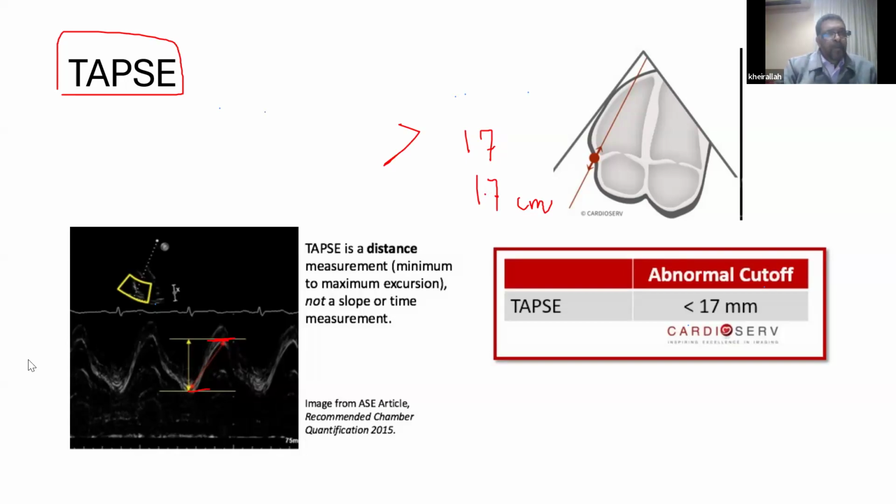Okay? So assure me that you have understood TAPSE so well, and it's so important. It's reproducible, it's easy to obtain, it's easy to interpret, and it is very well validated in studies, okay? So this is TAPSE, okay?